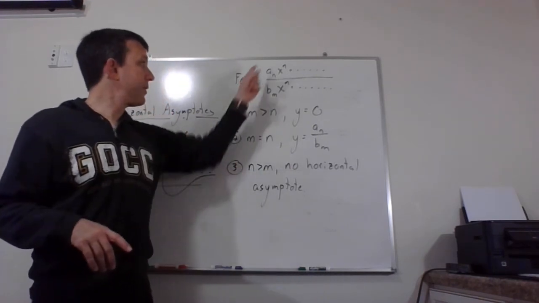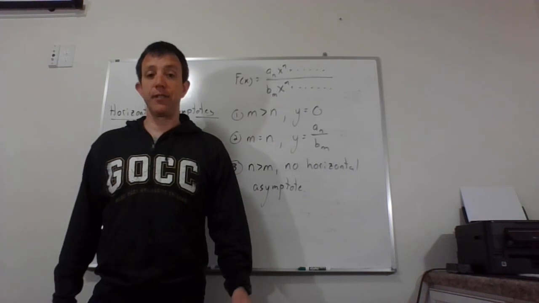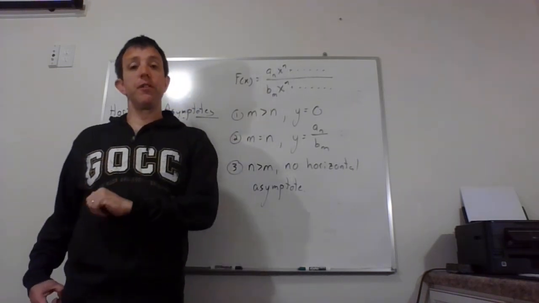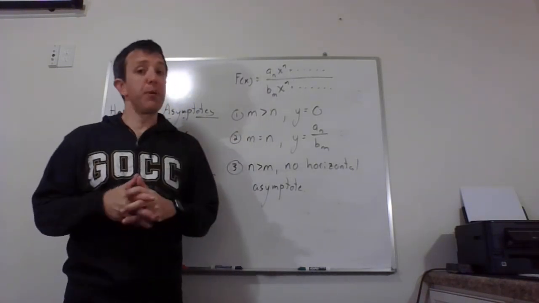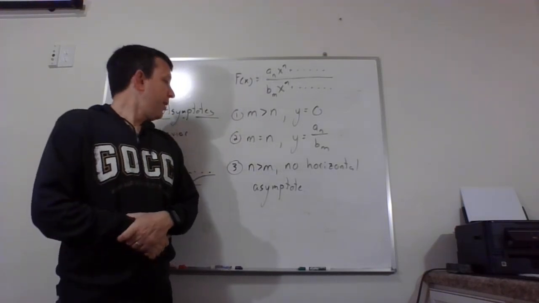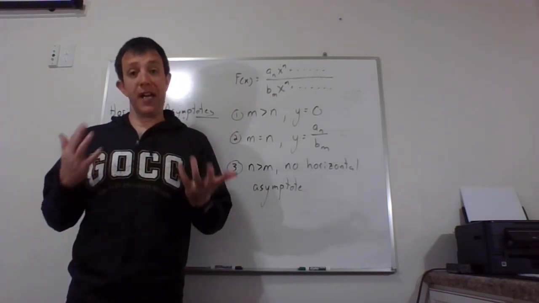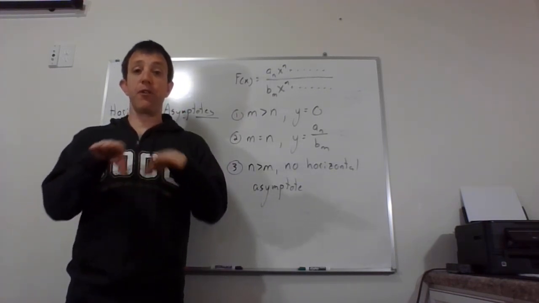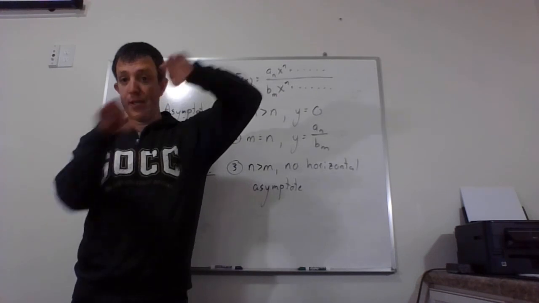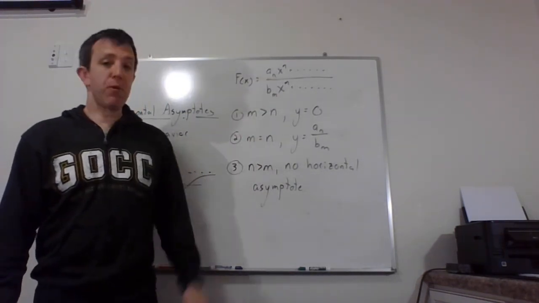The third possibility is that the top has a bigger power than the bottom, in which case you do not have a horizontal asymptote. Now we will look at an example here in a little bit where we have what's called a slant asymptote. And that happens when the power on top is exactly 1 bigger. And as it sounds, a slant asymptote is not going to be a horizontal line, it's going to be a slanted line. But we'll see that in a little bit. So anyway, those are horizontal asymptotes.